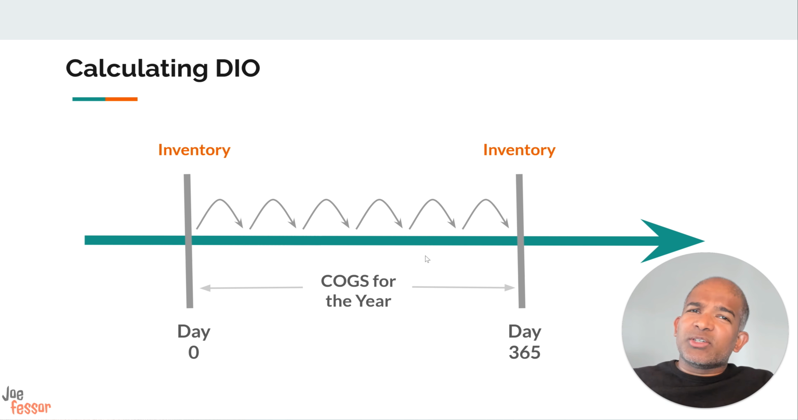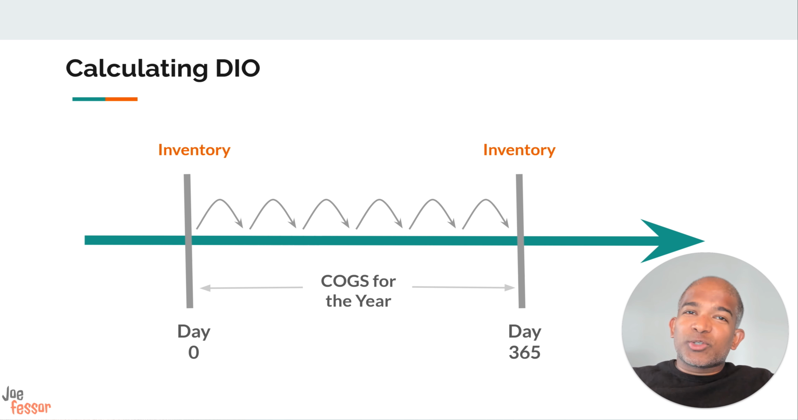Then why cost of goods sold? You might wonder why we use COGS here instead of revenue when calculating DIO. COGS represents the direct costs attributable to the production of the goods sold by a company. It reflects the cost of inventory that has been sold during that period. Since DIO measures how long it takes to sell inventory, COGS provides a more accurate representation of the inventory that has moved through the company. Revenue, on the other hand, reflects the selling price, which includes a markup.